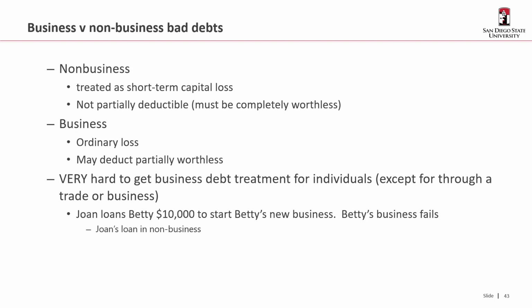So, for example, let's say Joan loans Betty $10,000 to start Betty's new business. Well, you would think that would be a business loan. But if Betty's business fails, Joan's loan is treated as non-business. Basically, for an individual to get business debt treatment, they really have to be in the business of loaning money. And since that's largely within the purview of banks within this country, it's very difficult for an individual to get that treatment.